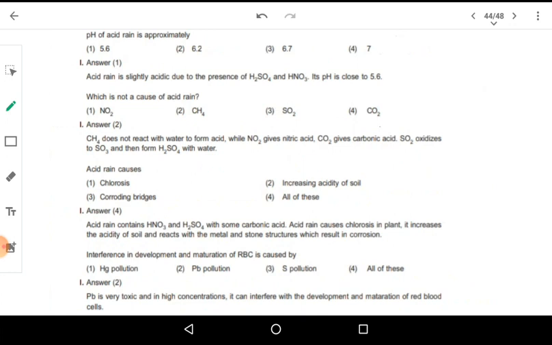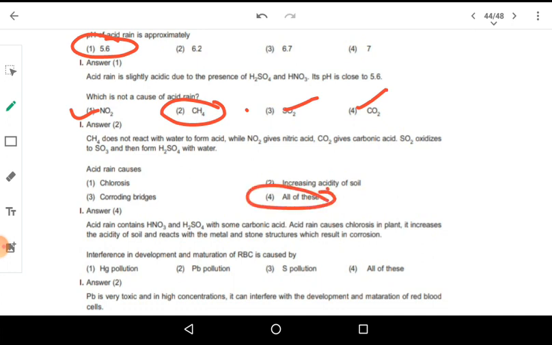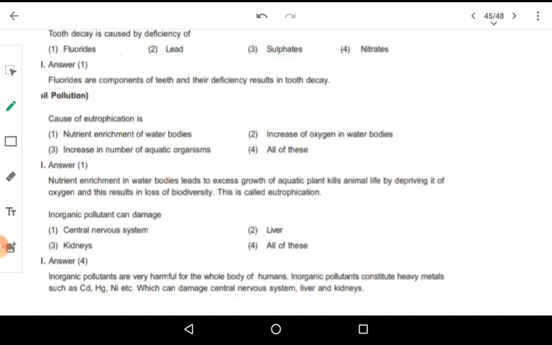pH of rainwater is 5.6 because of the presence of H plus ions that is formed by the reaction of water with carbon dioxide. Which of the following is not a cause of acid rain? CH4 is not helping in acid rain, whereas NO2, SO2 and CO2 have their contribution to acid rain. Acid rain causes chlorosis, increasing acidity of the soil, corroding of the bridges. So the answer should be all of these. Interference in the development and maturation of RBC is caused by, as we have already studied, lead pollution. Tooth decay is caused by the deficiency of fluorides.